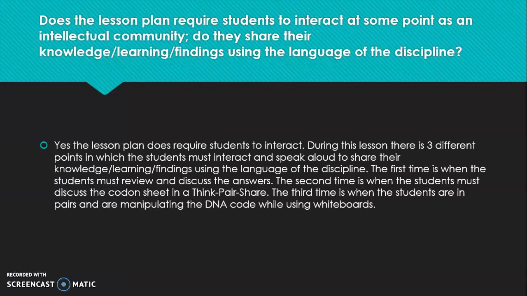The first time is when the students must review and discuss the answers to the warm-up question. The second time is when the students must discuss the codon sheet in a think, pair, share. The third time is when the students are in pairs and are manipulating the DNA code while using whiteboards.